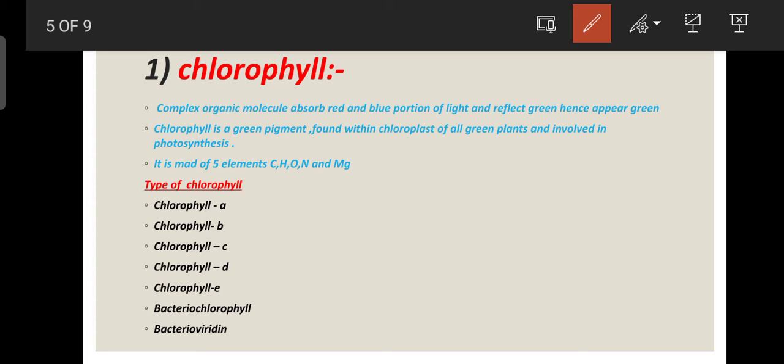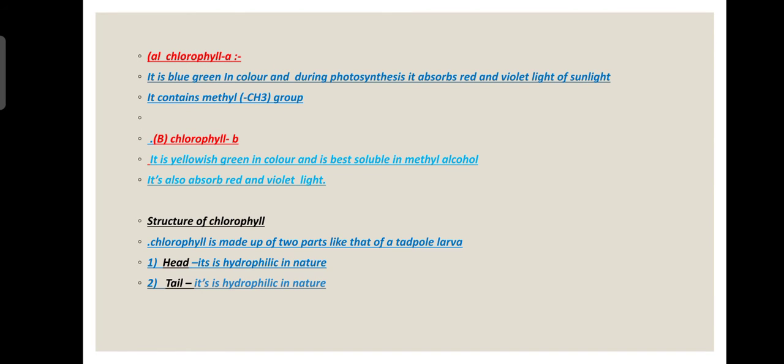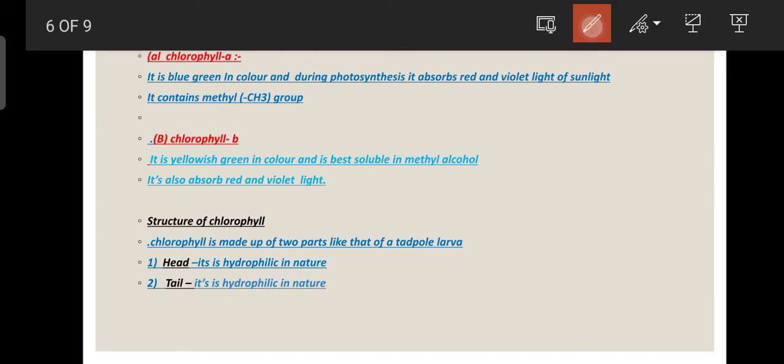And the types of chlorophyll: chlorophyll A, chlorophyll B, chlorophyll C, chlorophyll D, chlorophyll E, bacteriochlorophyll and bacterioviridin. So chlorophyll A is blue-green in color, and during photosynthesis it absorbs the red and violet light of the sun. It contains a methylene group.